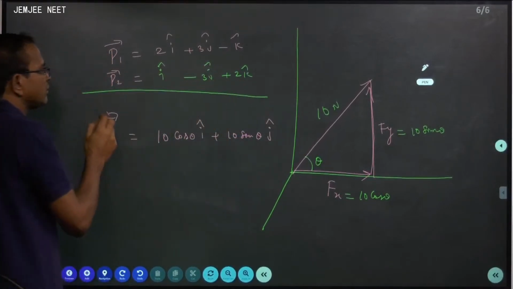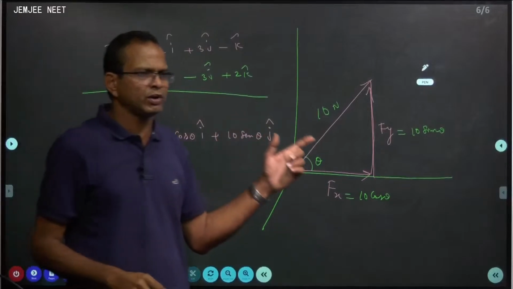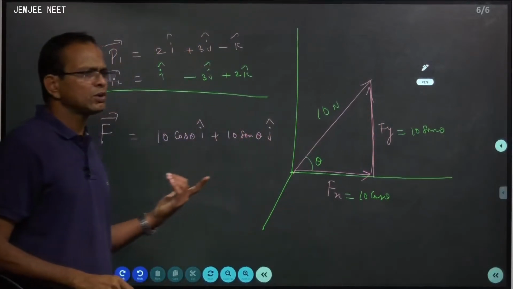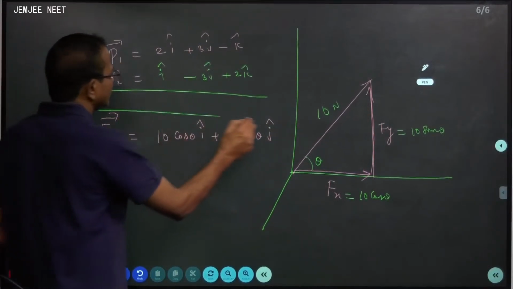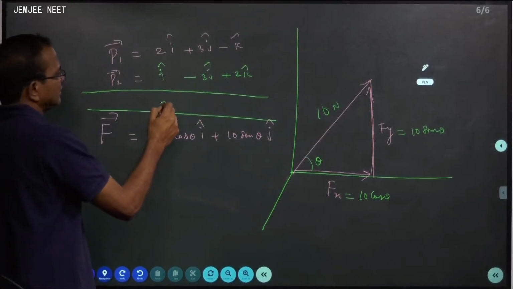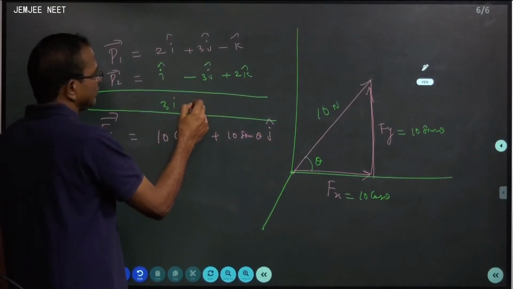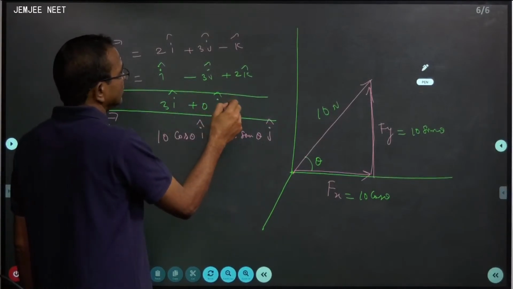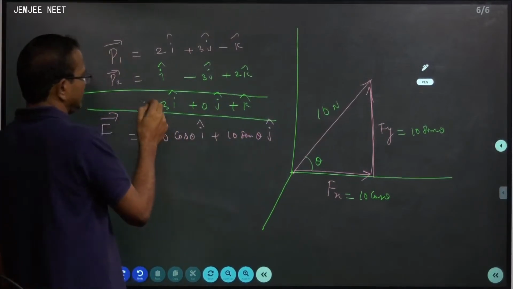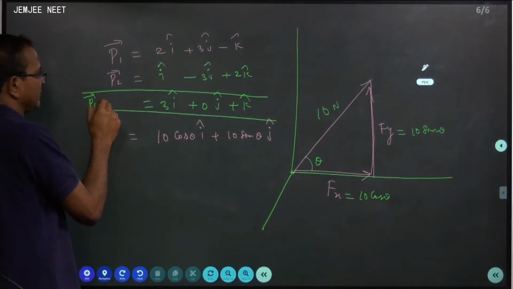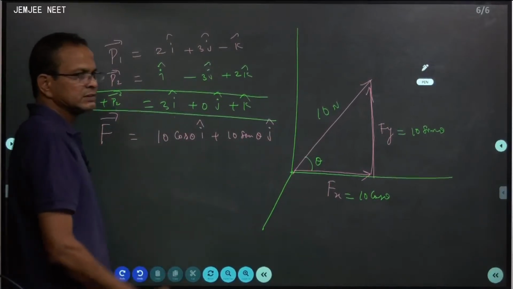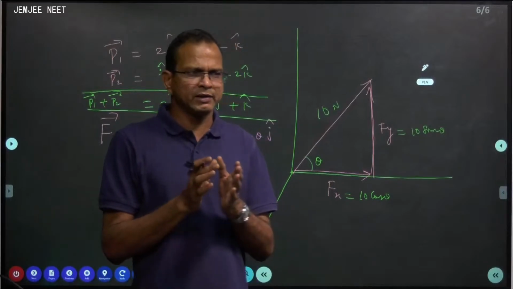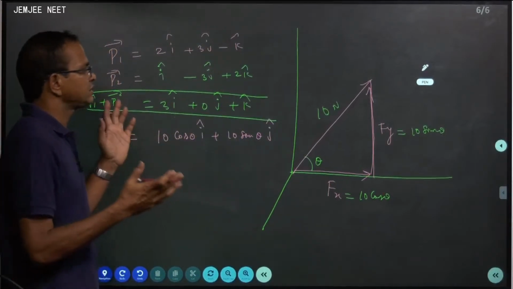Now what's the total momentum by chance? This is momentum of one body, this is momentum of another body. What's the total momentum அப்படின்னா சும்மா கண்ணை மூடிட்டு ஒரு செகண்ட்ல போட்டு போயிட்டே இருக்கலாம். 3i, 0 right, plus k, finished. This is p1 vector plus p2 vector. So simple it is. So therefore operating vector in terms of algebra is so simple.